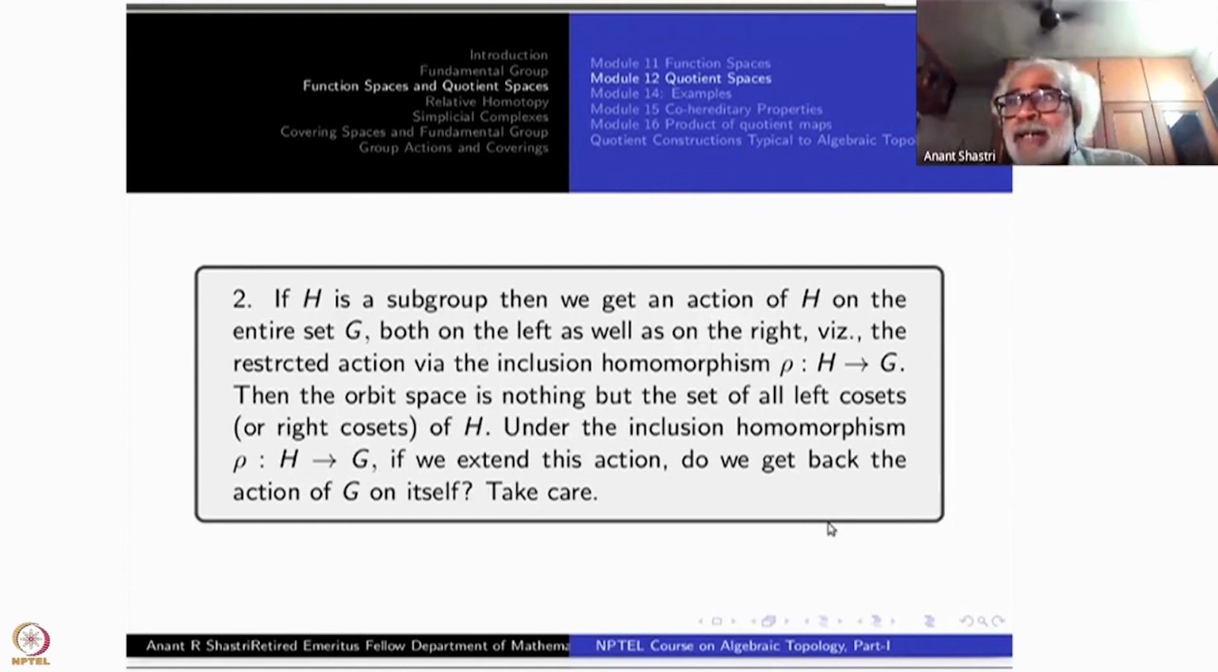Now, first you had G cross G to G, G acting on G itself. You restricted it to an action of H because H is a subgroup, through rho. Same rho, if you extend it, you will not get back G. You have to be careful. You will get something larger. So it is interesting to check what you get.